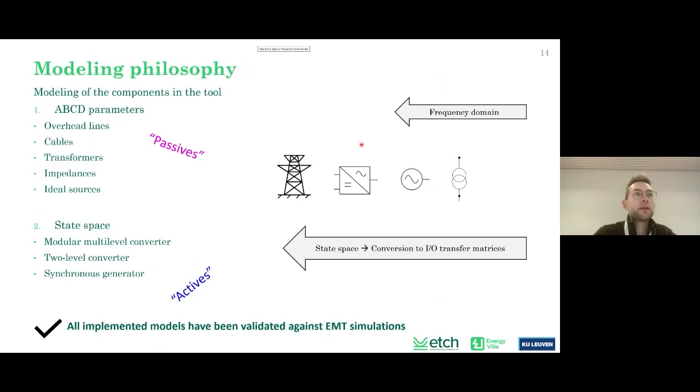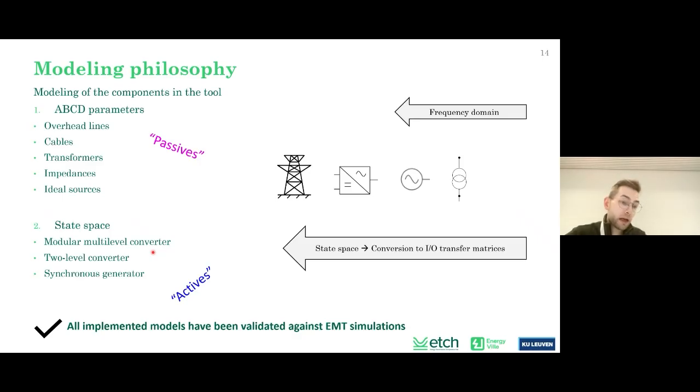All right, so let's have a look under the hood of the tool. So what is going on? What kind of models do we have implemented in this tool? There are two buckets of models, I like to call them: the passive devices and the active devices. The passives are natively modeled in the frequency domain, and we do this with ABCD parameters. On the passive side, we have overhead lines, cables, transformers, impedances and I/O sources. On the active side of things, we have the modular multi-level converter as the state-of-the-art HVDC converter.